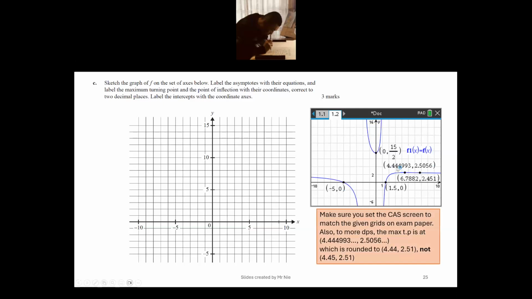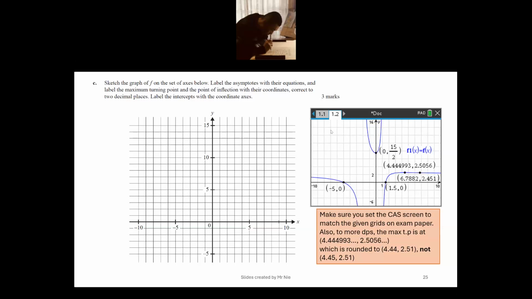And by the way, in terms of the rounding, I included the maximum turning point x value with more decimal places. So you have to round these to 2 decimal places. And if you do not have enough float, say the CAS only displays 4.445, then you probably would have rounded that incorrectly to, let's say, 4.45, which is not true. So you have to round it to 4.44 according to the more decimal place version.